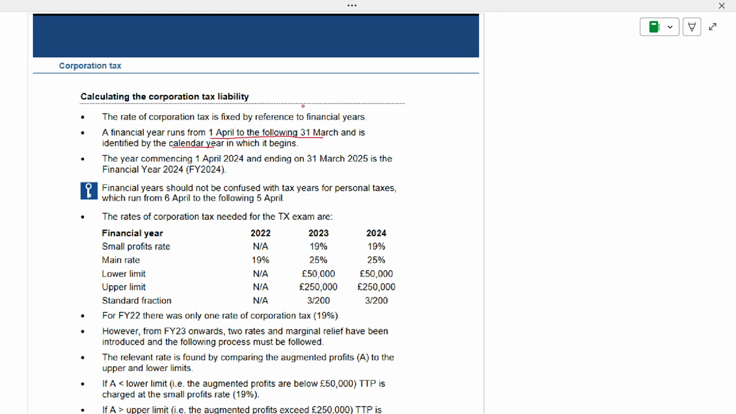The rate of corporation tax is fixed by reference to the financial year. A financial year runs from 1st April to 31st March and is identified by the calendar year in which it begins. The year commencing 1st April 2024 and ending on 31st March 2025 is financial year 2024, or 24-25.